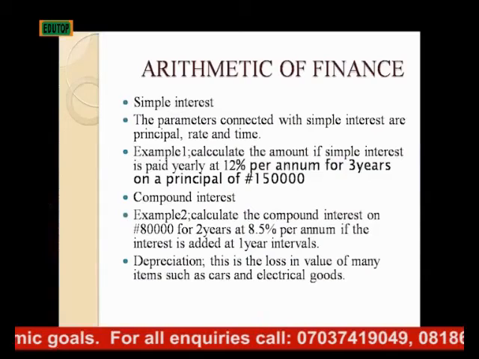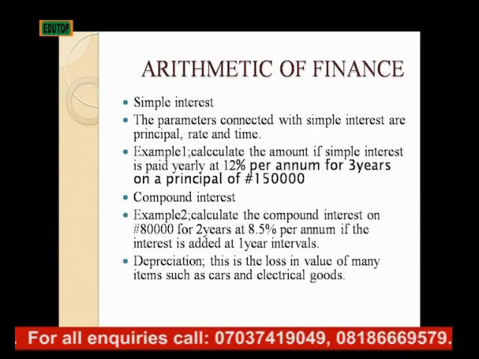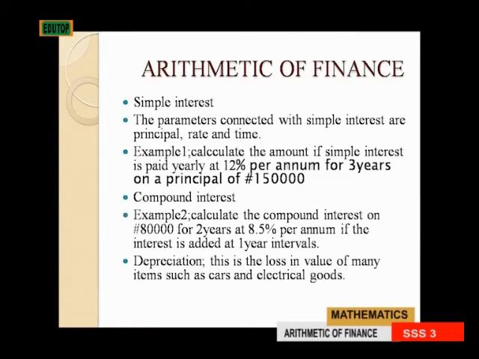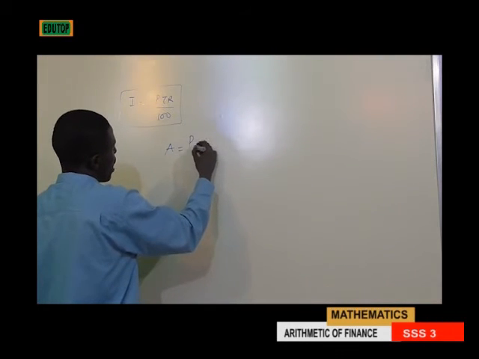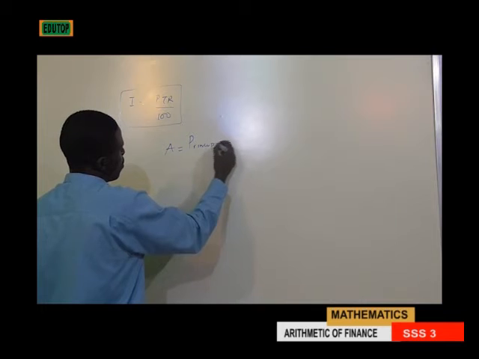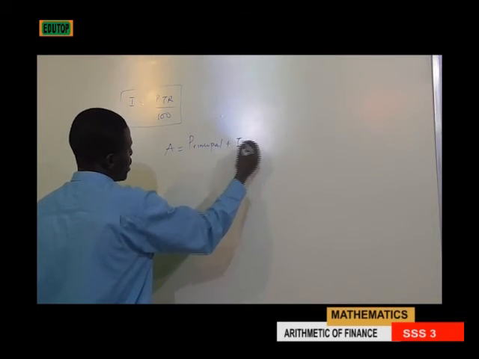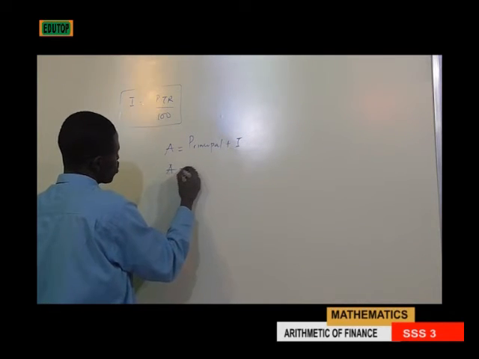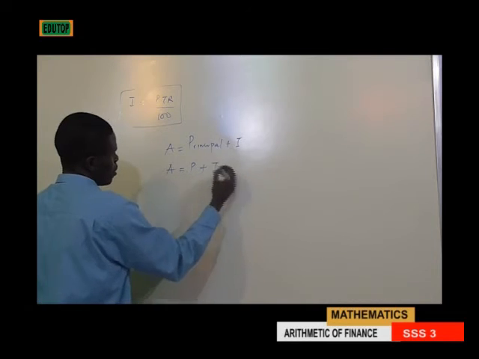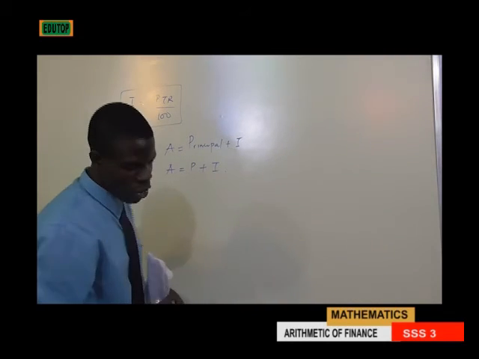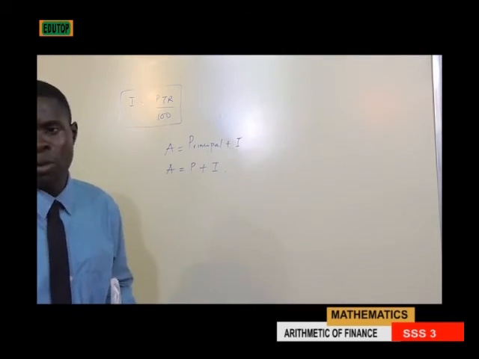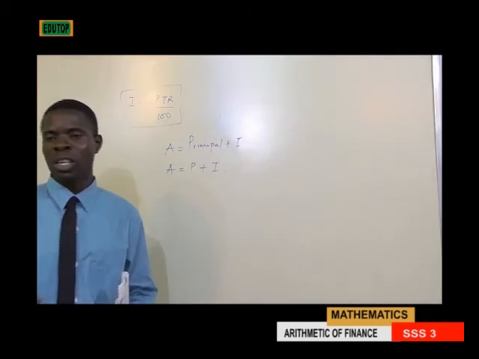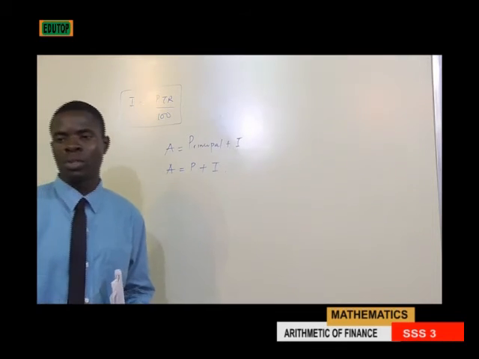If you look at the way this question is structured, we have to calculate the amount. And you know that the relationship between amount and principal is amount equals principal plus interest. In the shortened form, we have amount equals P plus I. So if we know our principal and we know our interest, all we need to do is to add them, then we'll determine our amount. So here the question asks us to determine our amount.